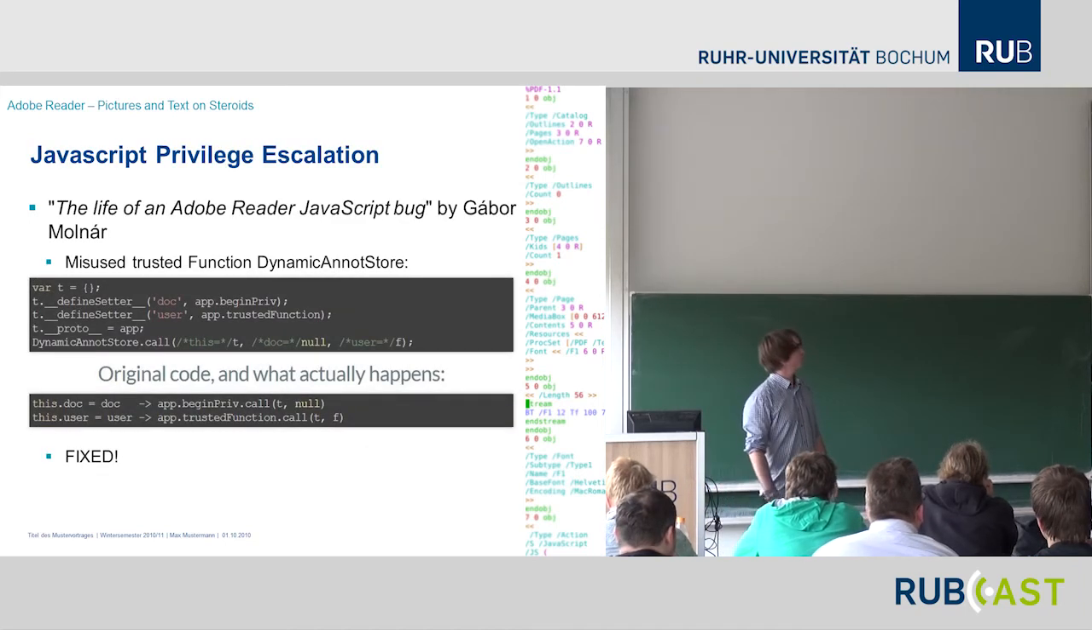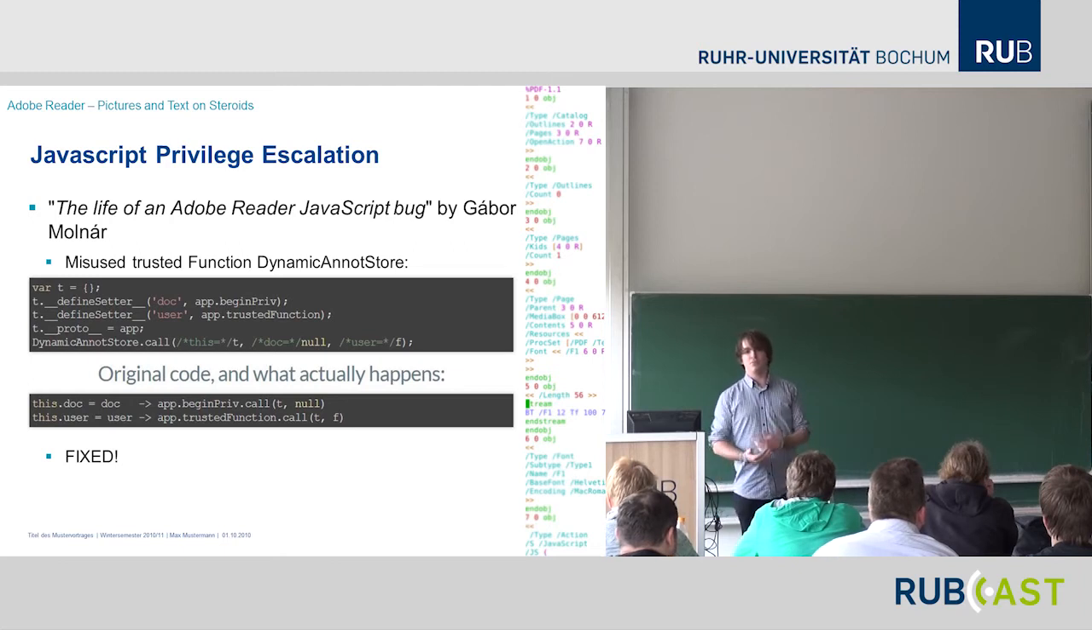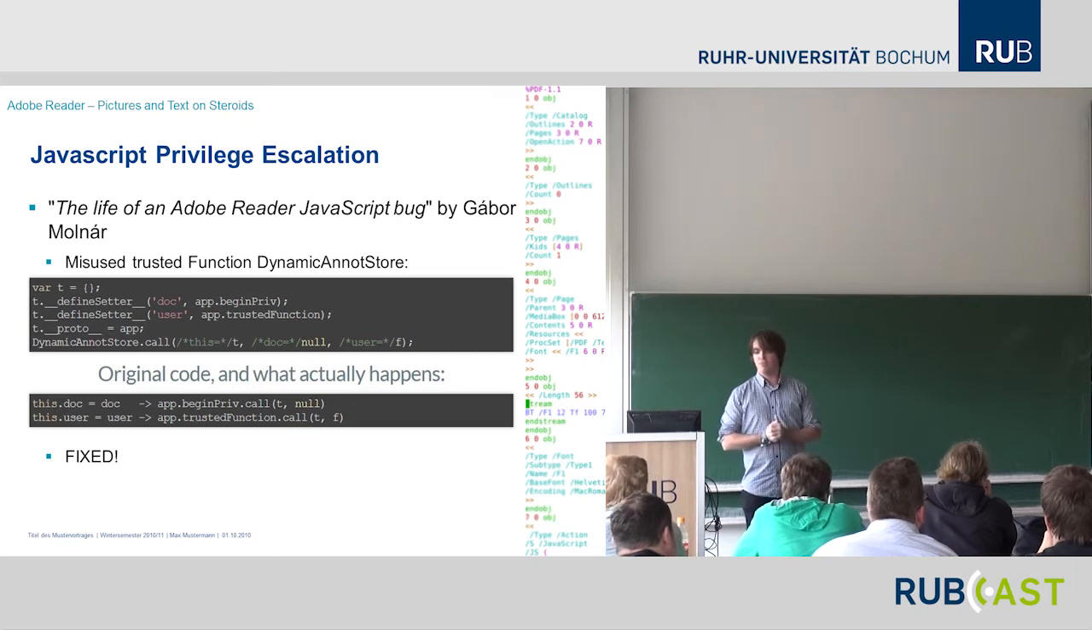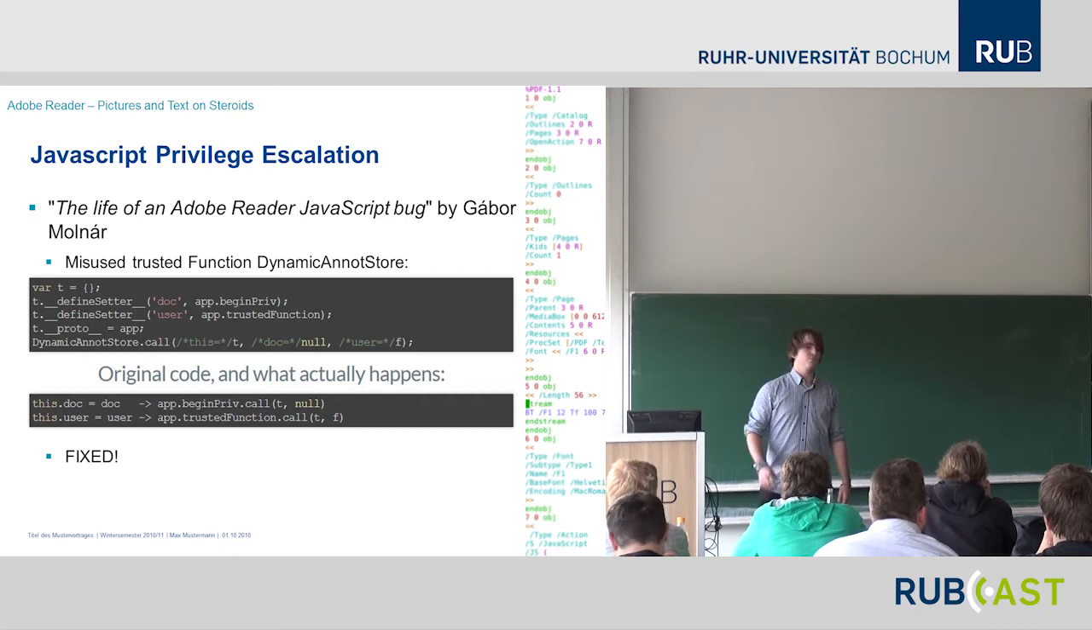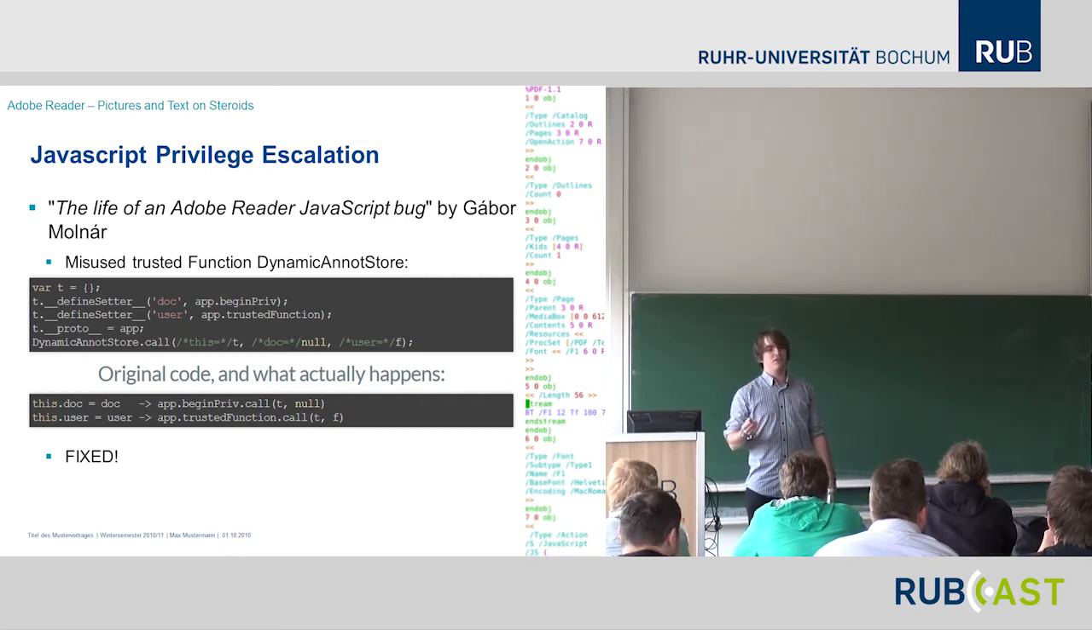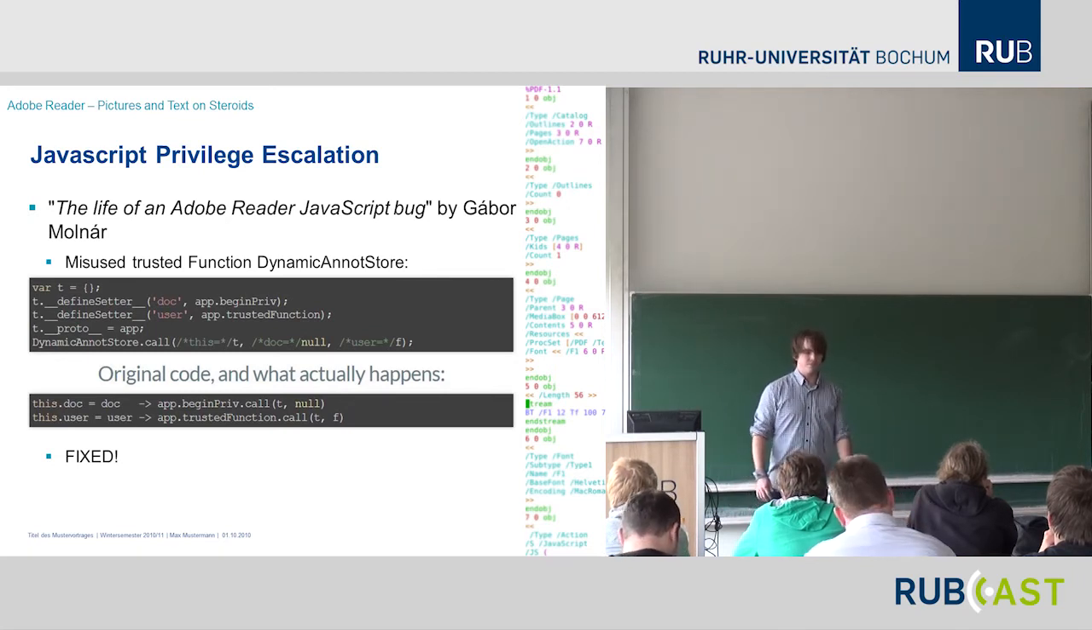So let's jump to JavaScript privilege escalation. This was reported this year, actually, by Gabor Molnar. I haven't heard of him before. What he did was basically define an object called T, defining two setters for user and doc. Then he grabbed the prototype of app to simulate the functions of app. And then he called dynamic anode store via .call. If you're using .call, you can specify a this object which you want to use. In this case, it's this modified T object.